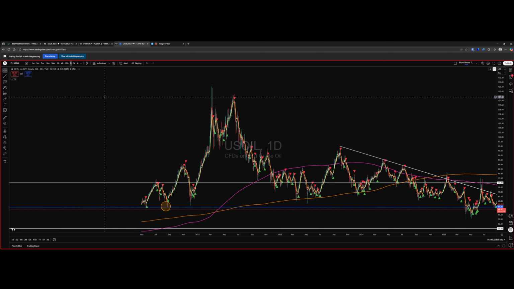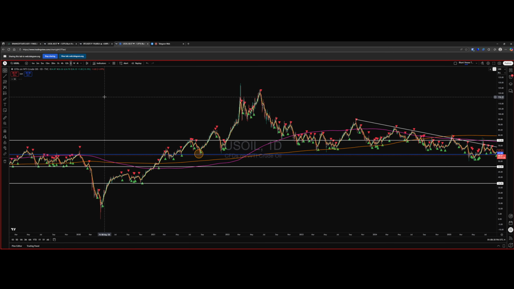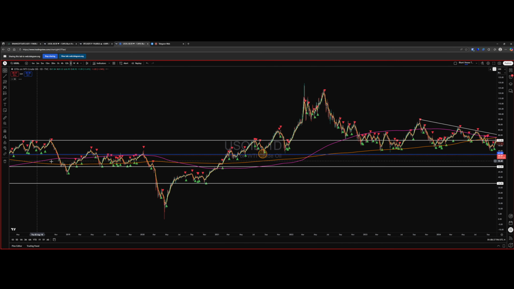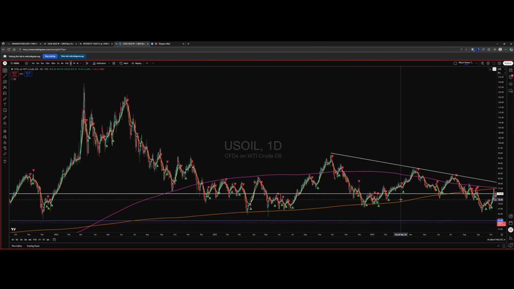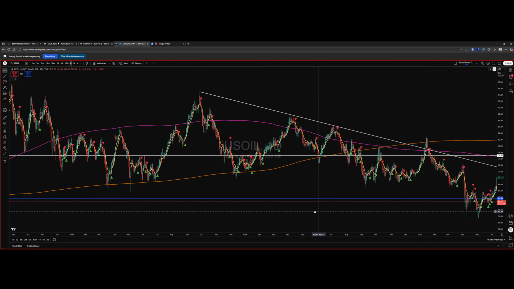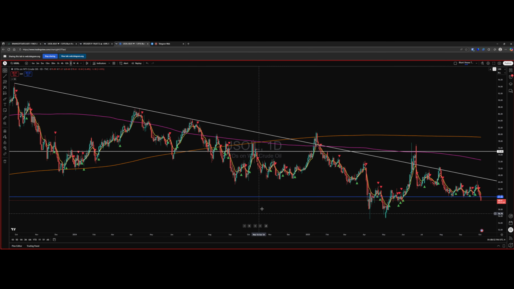I'm going to condense the heck out of this just to prove a point. The amber line is a 1,000-day moving average. This is a daily chart of oil. Look how many times it's used it as support, resistance, support again, and again, and again, until you fail it. Back in here.